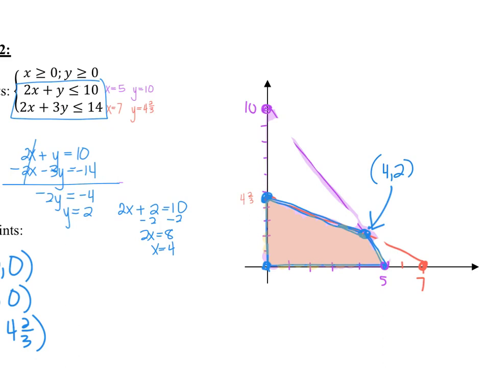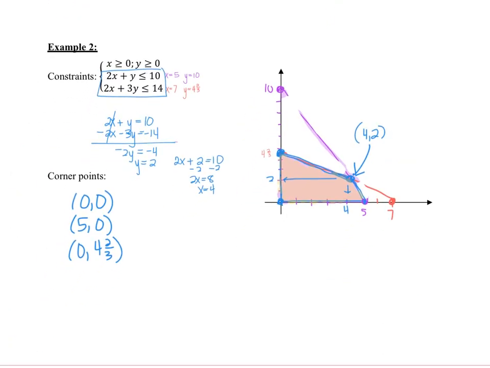Let's just double check that makes sense. Okay, and it does. My graph is pretty close to lining up to 4 here, and it's not so bad to line up with 2 right there. You should never just trust your graph perfectly, because you could have done your scale wrong or be off by a little bit, so you should always do the math using the elimination method to find the intersection point. So my last corner point is 4 and 2.